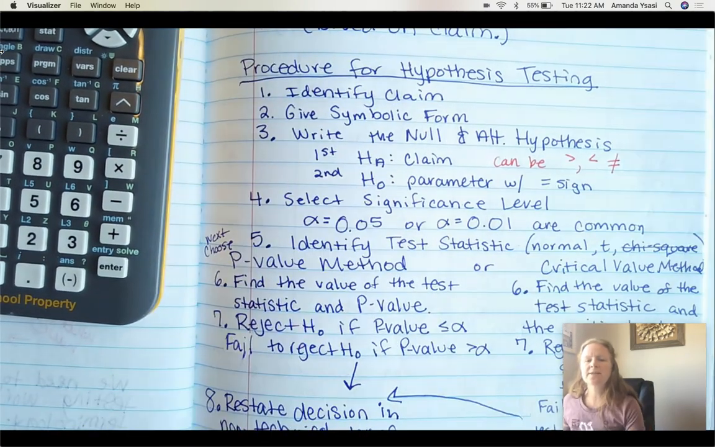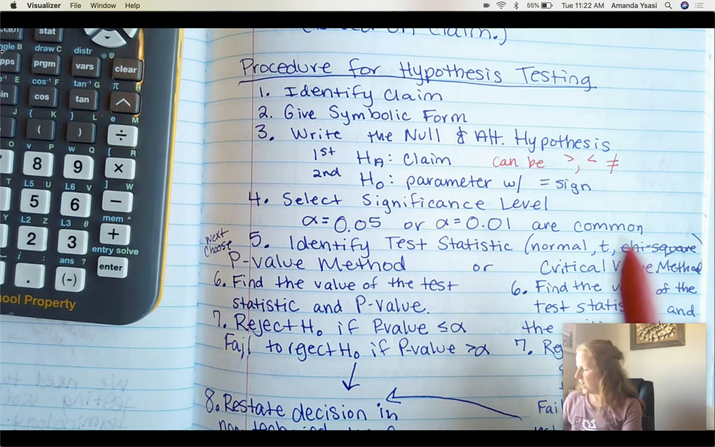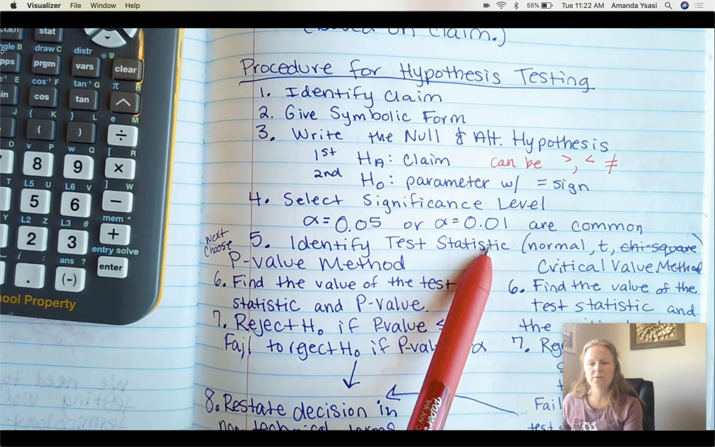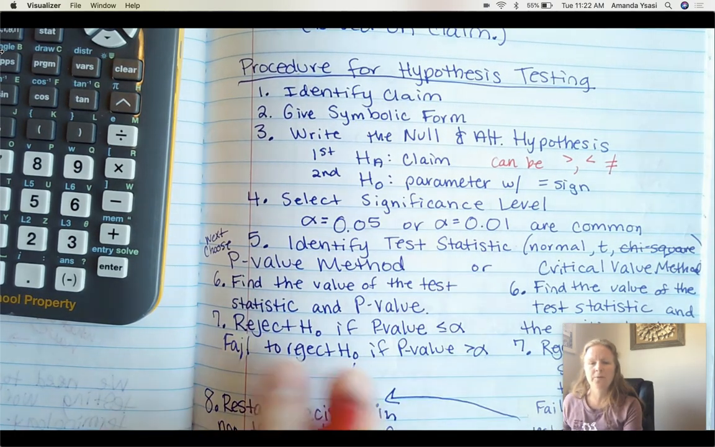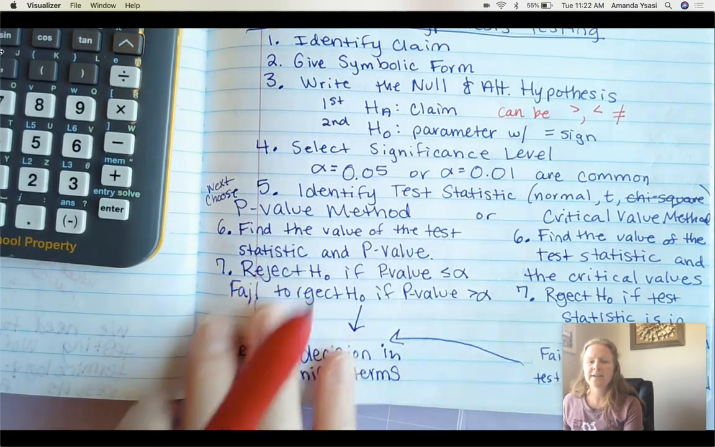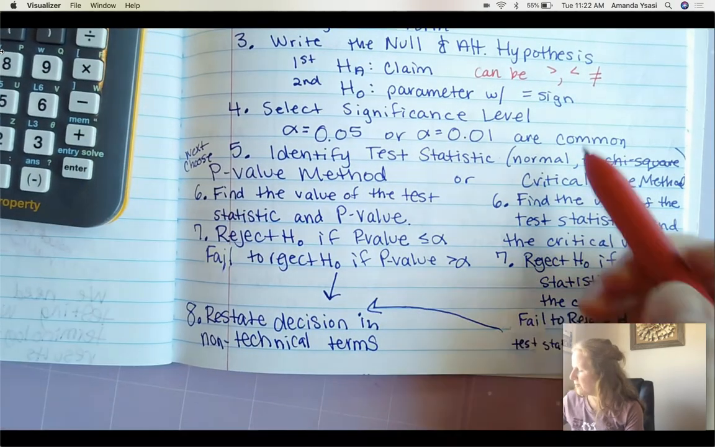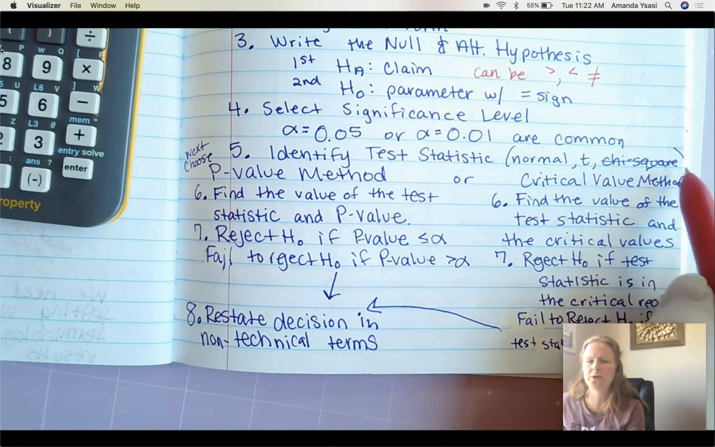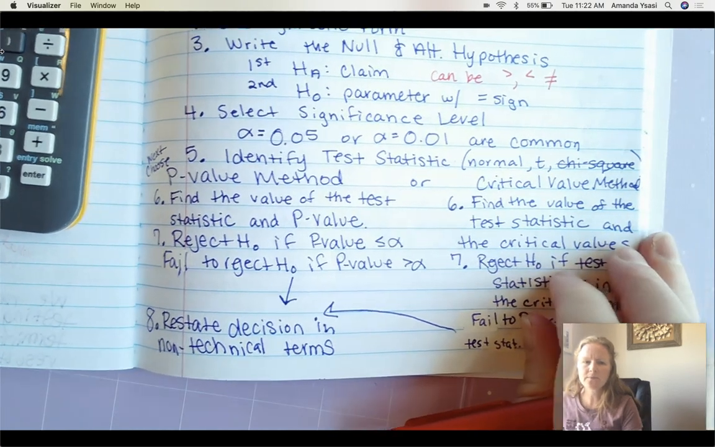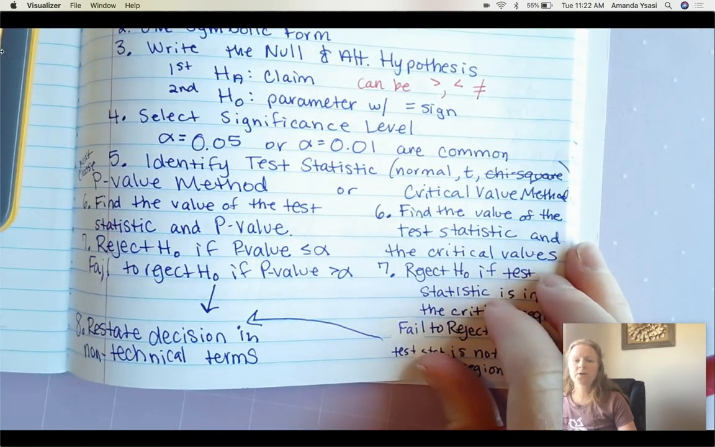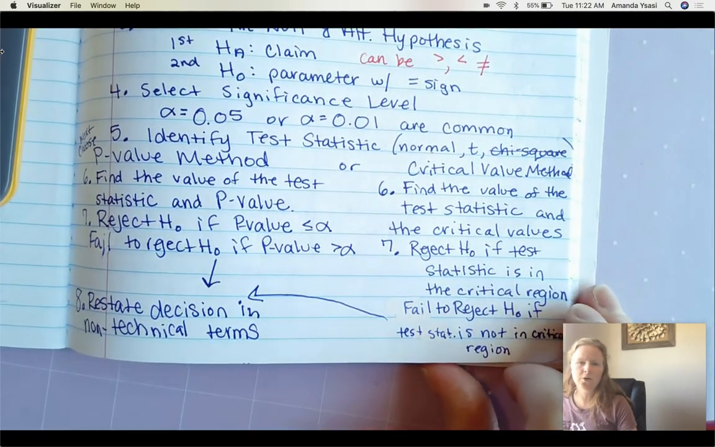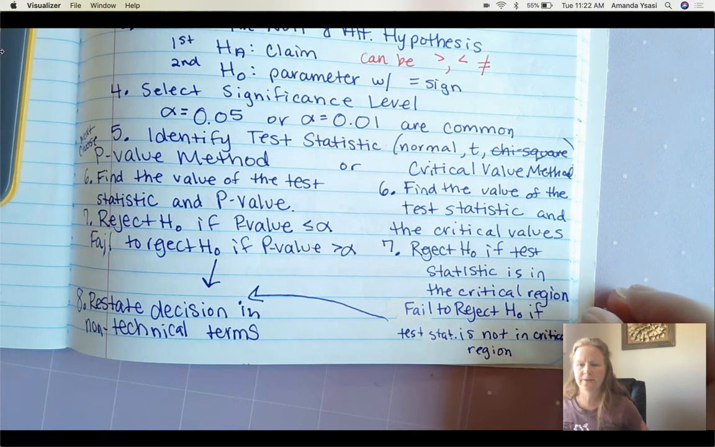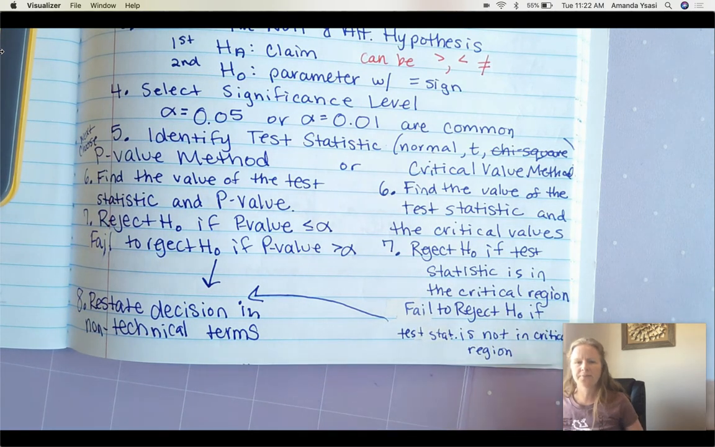And then you're going to select the significance level. Usually 0.05 or 0.01 are your common ones. And then identify a test statistic. We have only covered normal and t. We're not doing chi-squared. And you're either going to look at the p-value method or the critical value method, where you look at the actual data graphed.